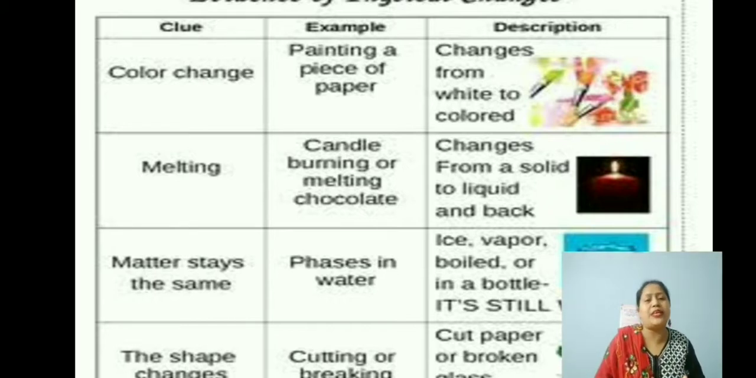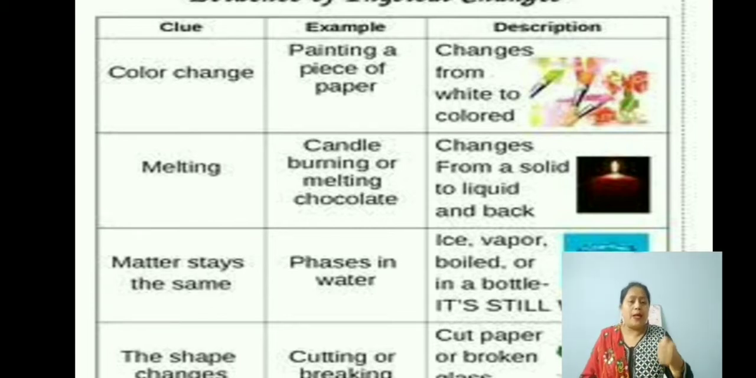Then next is melting. If something is melting in a change, then that is also an example of physical change. We can consider examples like burning of a candle or melting chocolates. When we burn a candle, what do we find? We find that the wax melts. But after some time when we cool it, it solidifies, and we get back the wax again. So it is a kind of physical change. Clear?